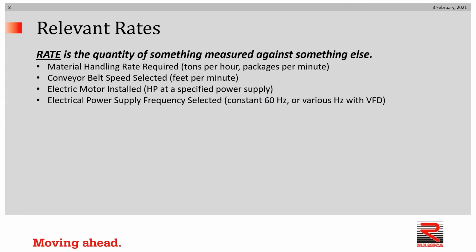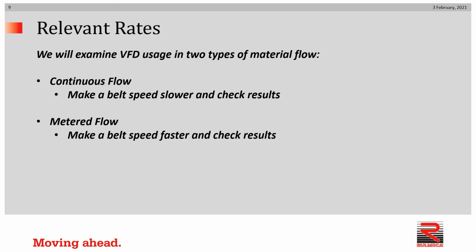Rate is the quantity of something measured against something else. In the case of material handling rate, we usually talk in terms of tons per hour, or in the unit handling industry, we think of packages per minute. Conveyor belt speed selected is a rate, usually referred to as so many feet per minute. Electric motor installed can be referred to as horsepower at a specified power supply. An electrical power supply frequency selected must be defined. Is it going to be constant, or will it vary through the use of a VFD?